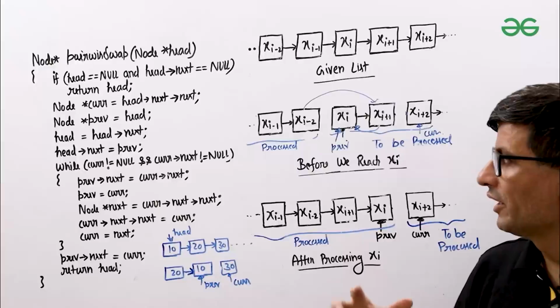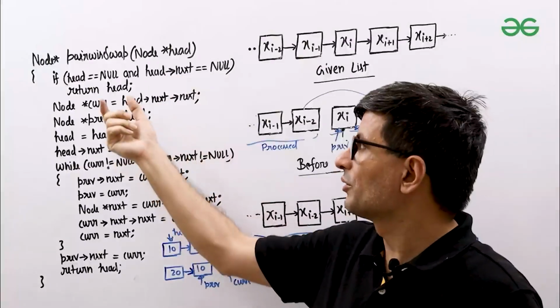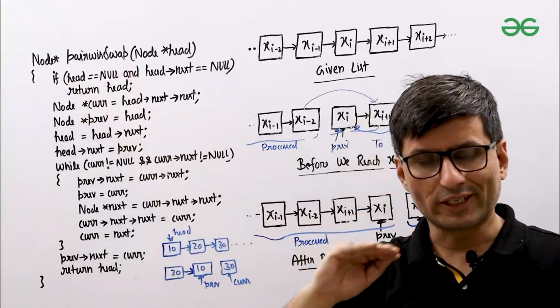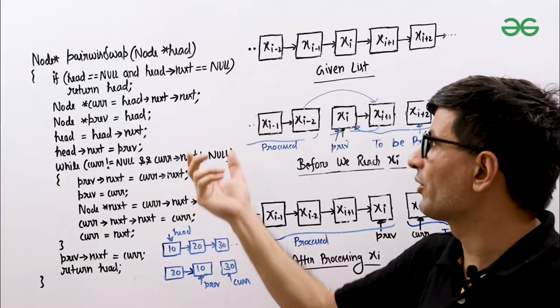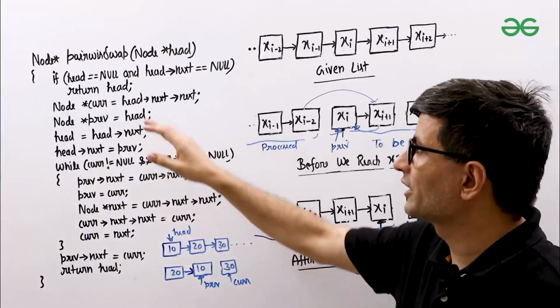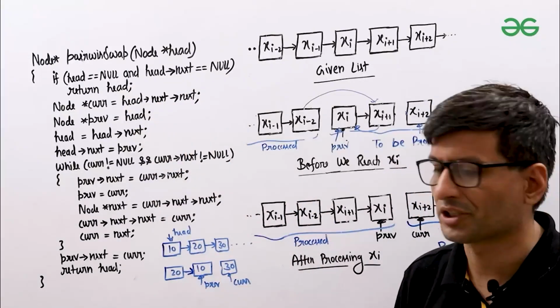Let's now talk about the lines before the loop. Here we are handling explicitly the case when our linked list is empty or when the linked list has a single node. In that case, we simply return head. The linked list does not change.